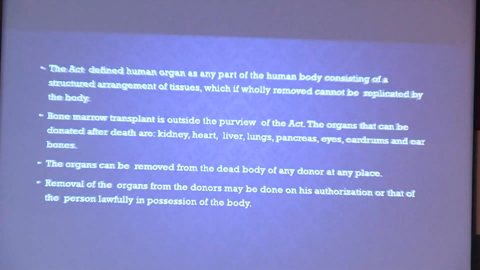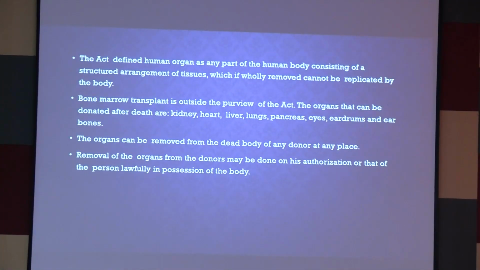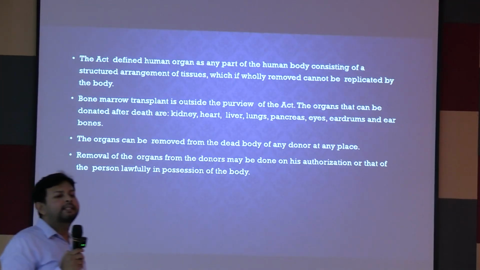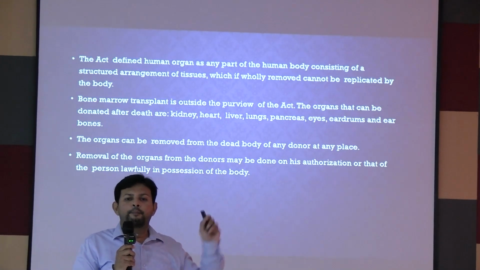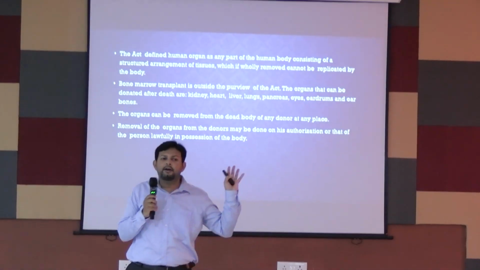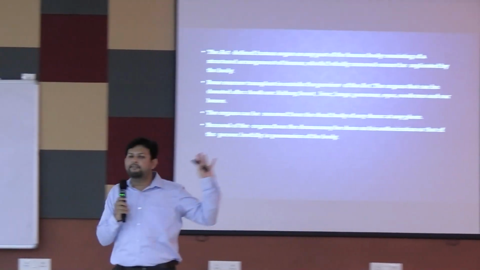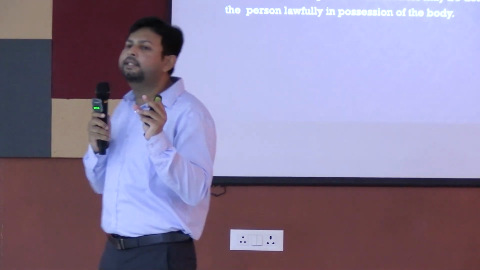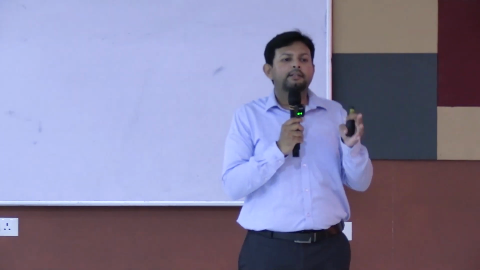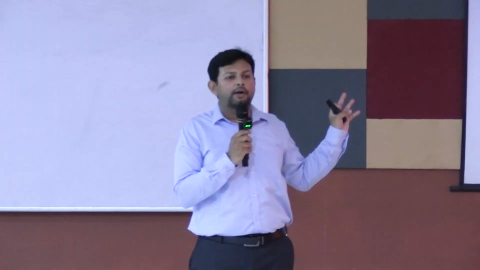Bone marrow transplant, does it fall in this act? It doesn't fall. Okay. So what are the things that fall in this act? These are the organs. By the definition for this act, what falls under it is the organs, meaning the cell or tissue which, if taken out, will not regenerate itself. So for this act, that is the definition of an organ.